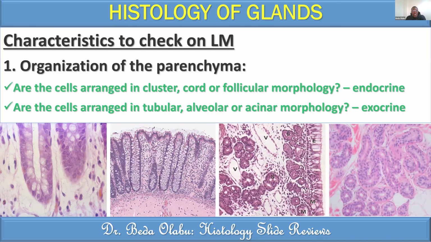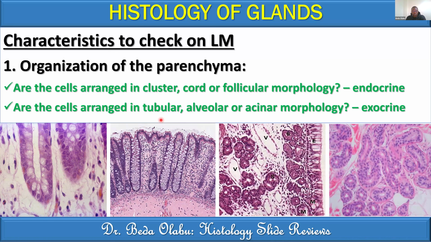Great. So let's look at these four. They all display the same thing. Question is, will we call this tubular, alveolar, or acinar morphology? Anyone? Yes, Anto? Tubular morphology. Yes, you're right. This is tubular morphology. We can see that's a tubule actually with the lumen there.